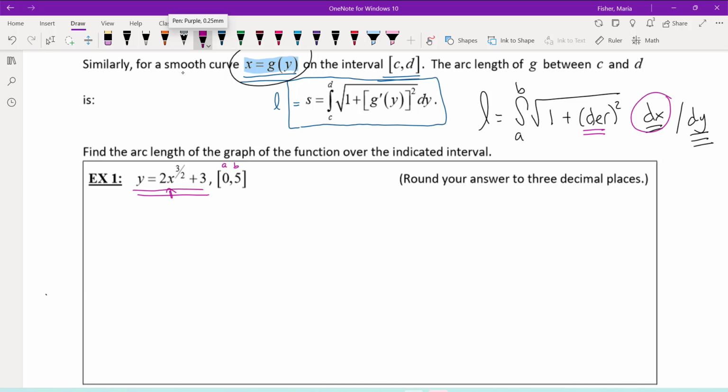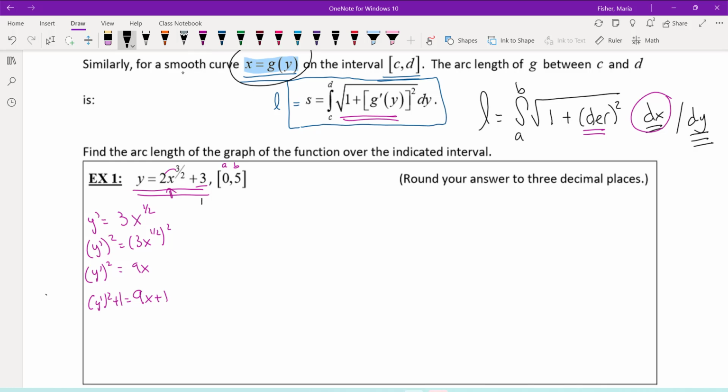This is why we know that y prime, the derivative, would be 2 times 3 halves, which is just going to be 3, x raised to 1 less, and we get 1 half. The derivative of 3 is 0, so we don't need to write that. Now we're going to take that derivative and square it. If we take 3x to the 1 half and we square it, we end up with 9x. Now we have to add 1 to it. So y prime squared plus 1 is just 9x plus 1.